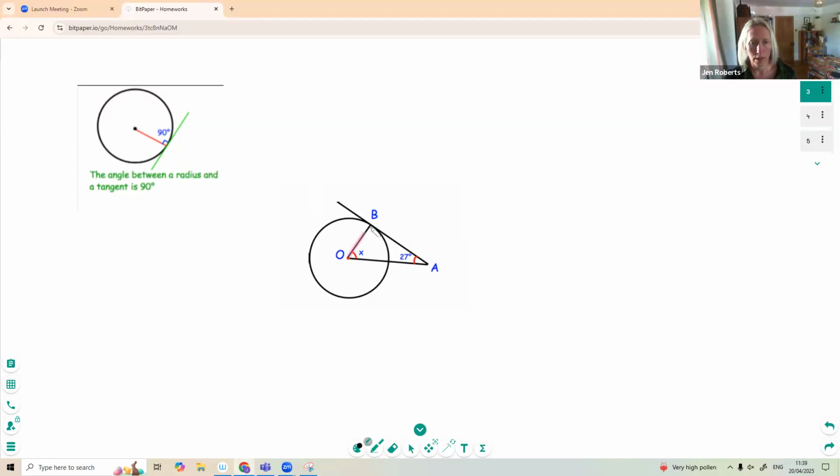Here we have a radius, here we have a tangent. So our angle here is 90 degrees. And then you probably already spotted that we actually have a triangle here. Angles in a triangle add up to 180. So our missing angle X is 63.